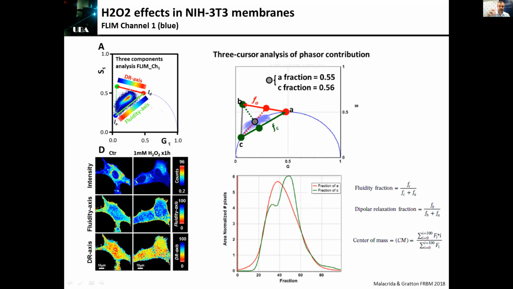So the relaxation of water around the probe. For this, we will trace the fraction of dipolar relaxation along one dimension, and the fraction of fluidity regardless of the relaxation or not. And this is how we analyze the data, and this was introduced by Suman today.